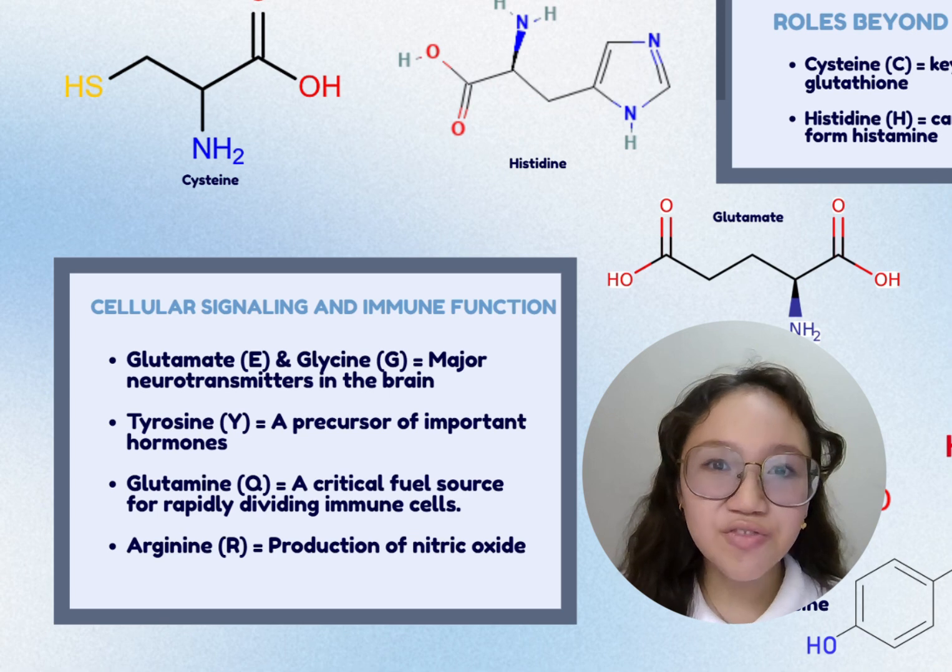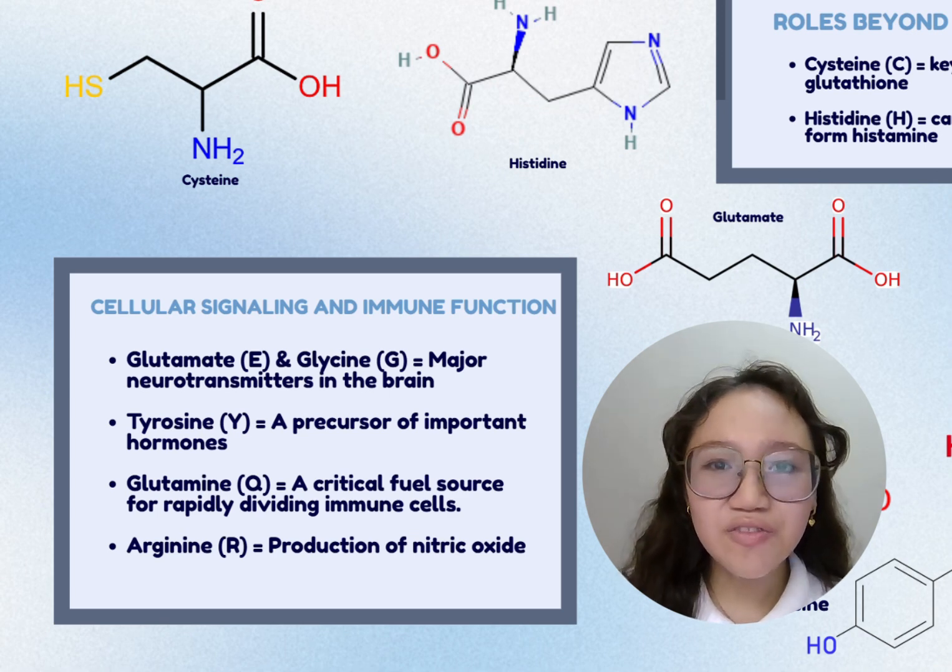They're also precursors for hormones like adrenaline from tyrosine and serotonin from tryptophan. In immune function, glutamine fuels immune cells, and arginine aids in nitric oxide production for defense. Their direct involvement in body communication and protection highlights their profound importance and impact on overall health.